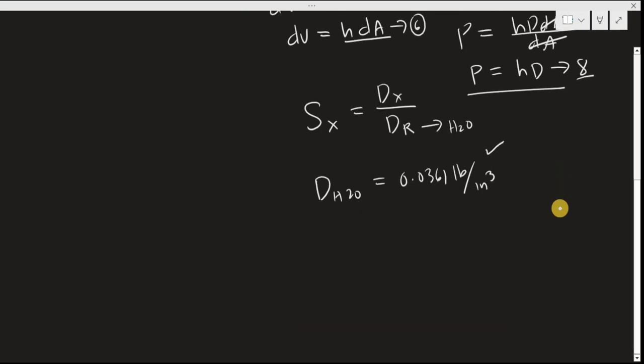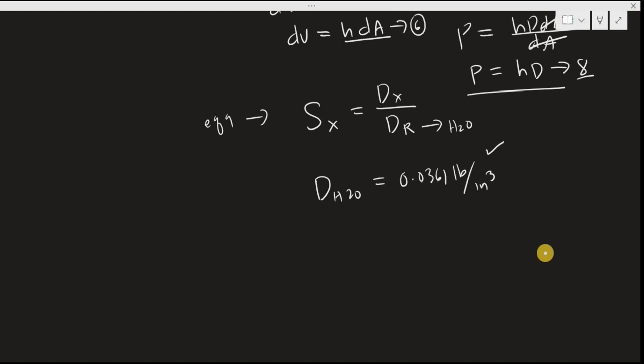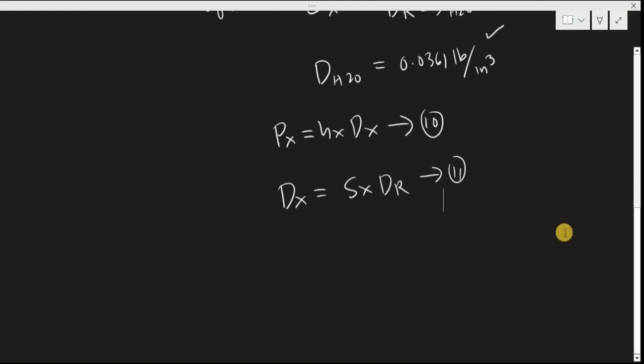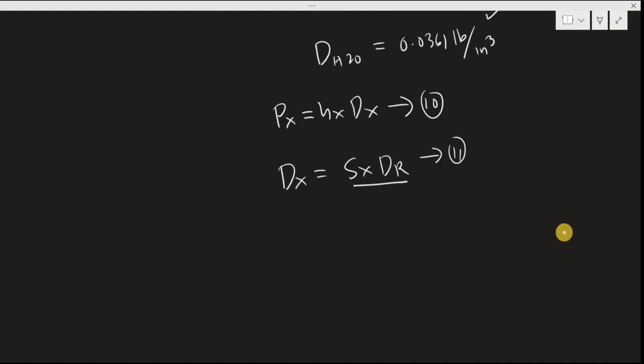Okay, so equation 8, this is equation 9. So okay, equation 8 in terms of the fluid X can be written as Px equals hx γx. Okay, so solving for γx in equation 9, we get γx equals Sx γr. Now, if we substitute this value for γx in equation 10, we get Px equals hx Sx γr.